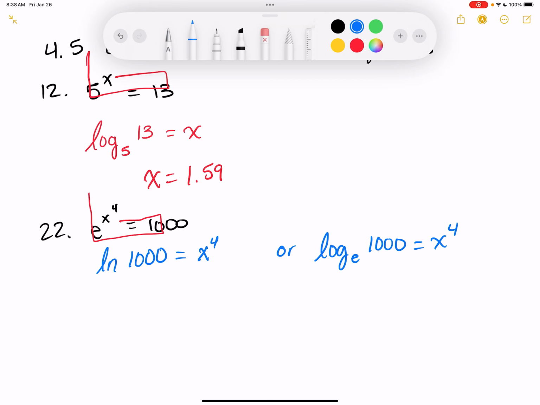So when we find this number, what are we going to have to do to actually solve for x then? Root of 4. Yep, take the 4th root of it. So we're going to end up taking the 4th root of the ln of 1,000.